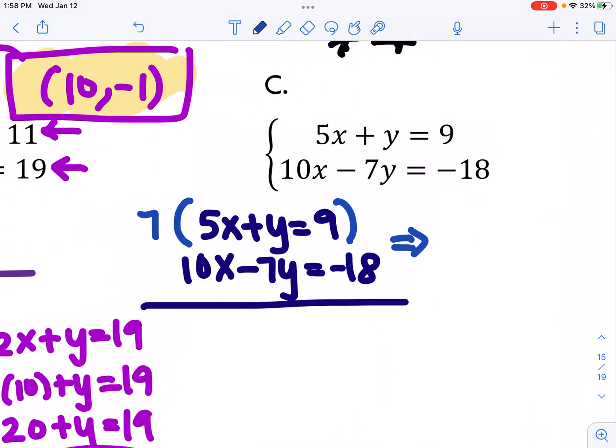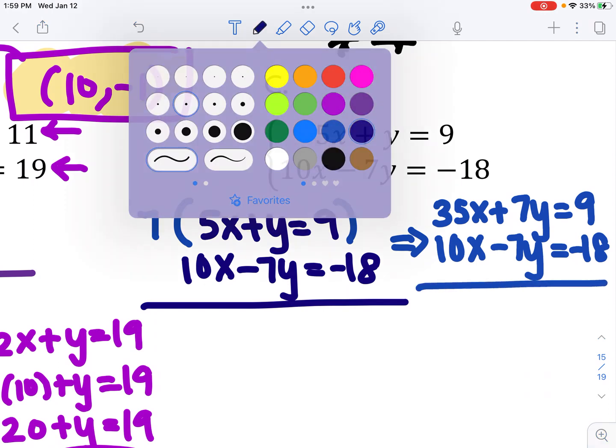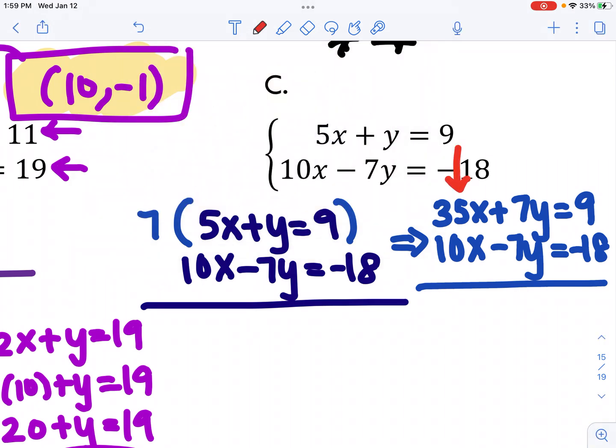My first new equation is 35x plus 7y is equal to 9. The second equation is 10x minus 7y is equal to negative 18. Now I can actually take a look at this from top to bottom, and we can actually solve this out. I'm going to first look here to the left, 35x plus 10x, that gives me 45x. The positive 7y minus 7y, that does in fact cancel out. 9 plus, little mistake here. Don't forget to multiply every term, shame on me.